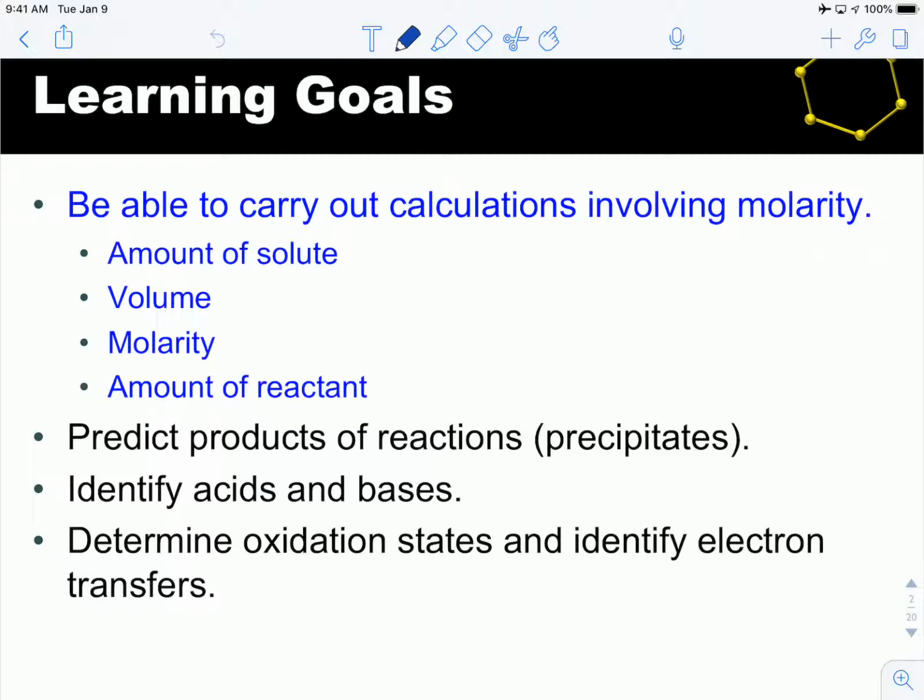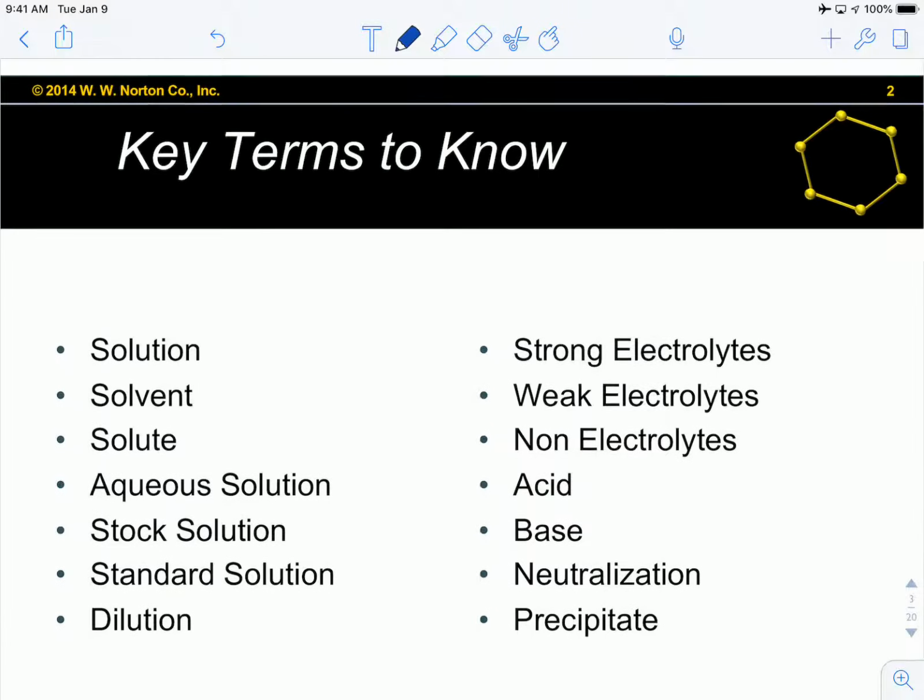Ultimately, at the end, you'll be able to predict products of reactions, mainly simple ones, things like precipitates. You'll need to be able to identify acids and bases. And a topic that's a little tricky, which will be important in Gen Chem 2, we introduce here in Gen Chem 1. That is oxidation states for electron transfer reactions, which are some of the more common reactions you'll see.